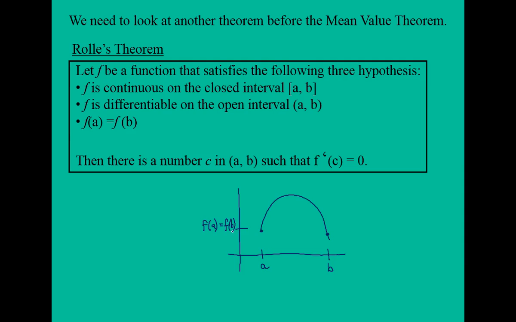The conclusion is then there is a number c in the interval (a, b) such that the derivative at that value will give us a slope of a tangent line that equals 0. And we can see that happens here.